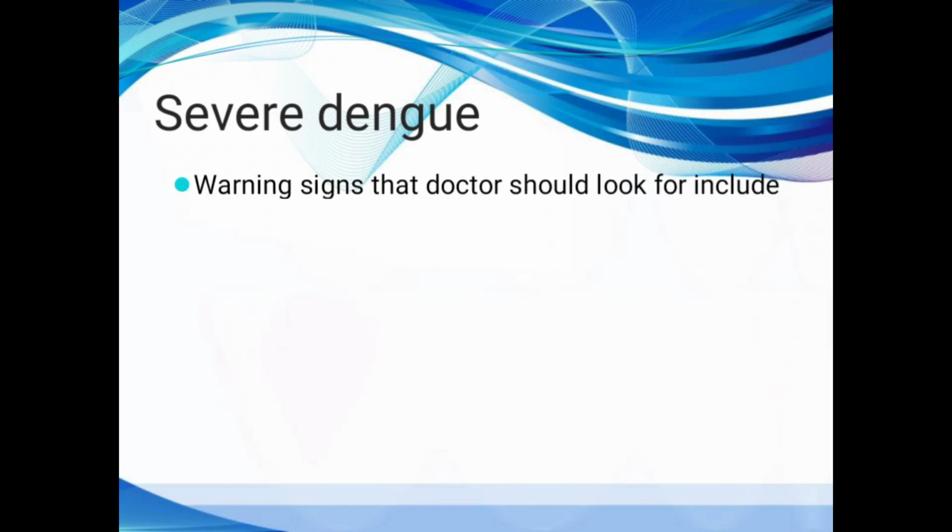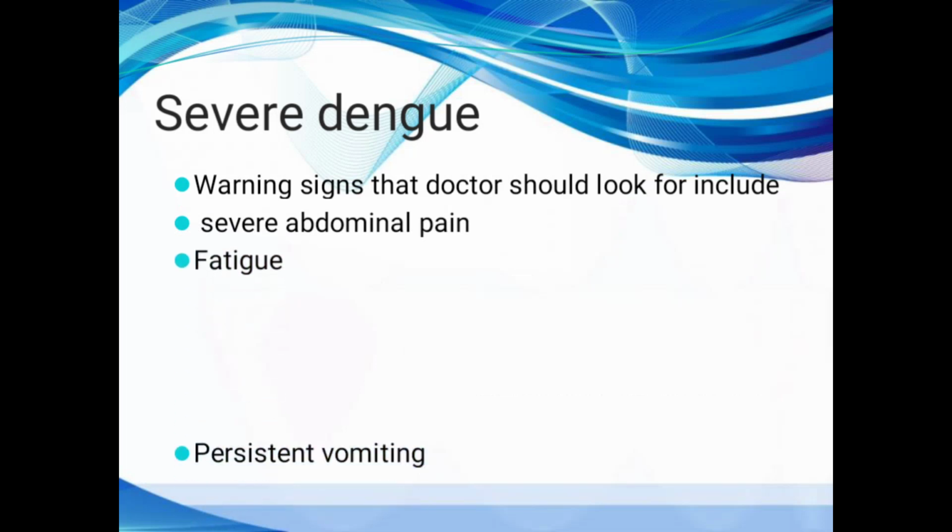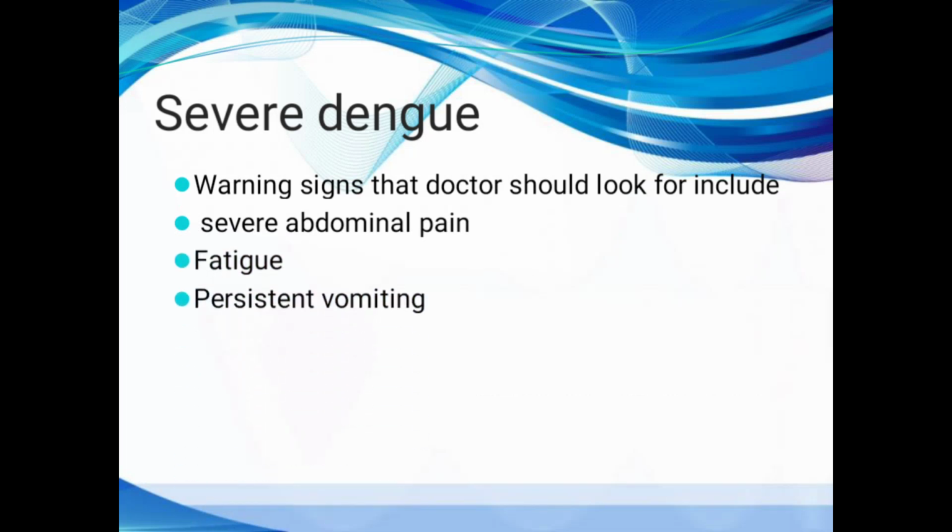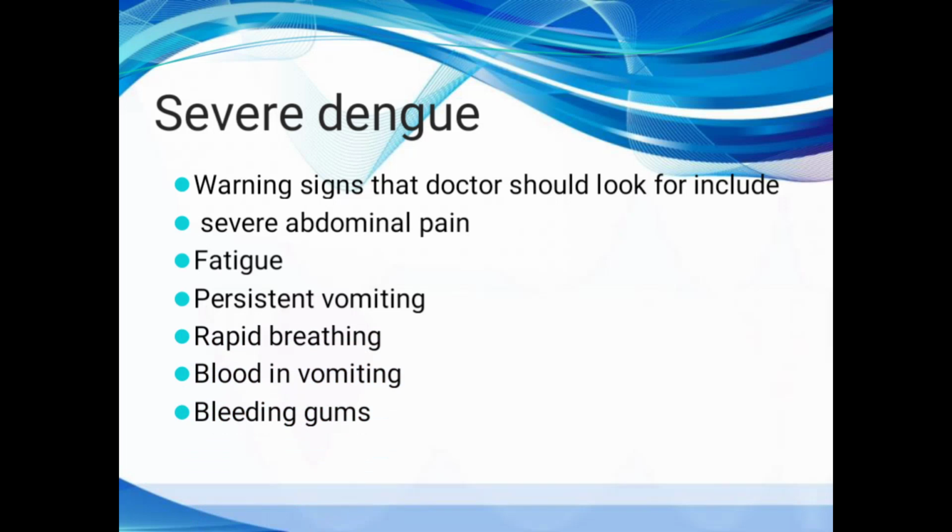Severe dengue. Warning signs that doctors should look for include severe abdominal pain, fatigue, persistent vomiting, rapid breathing, blood in vomiting, bleeding gums, restlessness.